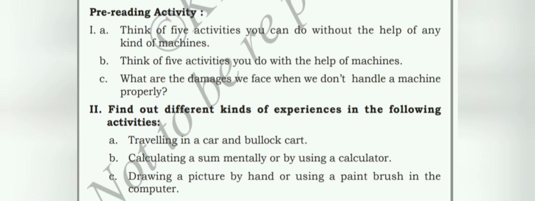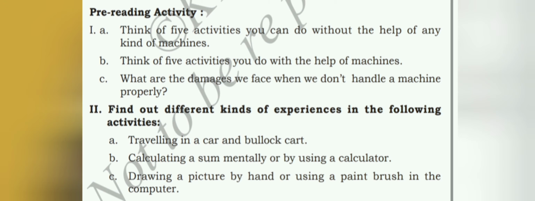Moving on to the pre-reading activity. First, Roman number one. Think of 5 activities you can do without the help of any kind of machines. Did you think, children? Yes. We can do reading, talking, sleeping, walking, playing without the help of any kind of machines.